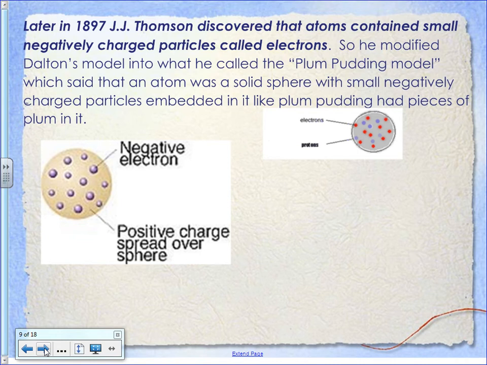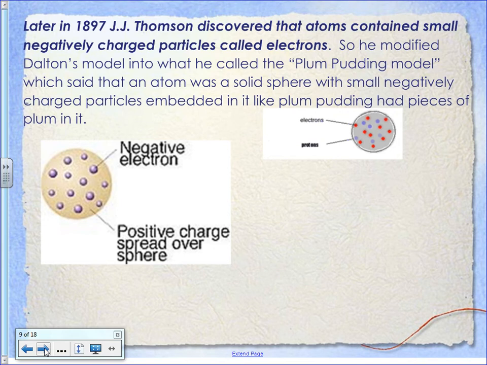So J.J. Thomson came up with this idea. We'll keep the solid sphere, but we'll say that embedded in its surface, loosely, not tightly, but loosely embedded in its surface, are these negative little particles called electrons. It made sense to call them that because electricity, right? It was a logical name.